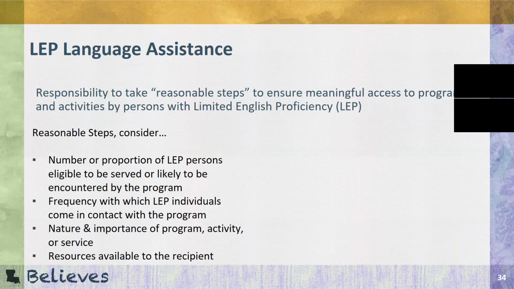Limited English proficiency, referred to as LEP, are those individuals who do not speak English as their primary language and who have a limited ability to read, speak, write, or understand English. CNPs must take reasonable steps to assure meaningful access to information and services they provide to individuals with LEP. Reasonable steps would include an evaluation of the following factors. Number one, the number or proportion of LEP persons eligible to be served or likely to be encountered by the program. The frequency with which LEP individuals come in contact with the program. The nature and importance of the program, activity, or service provided by the program to people's lives, and the resources that are available and the costs to provide these resources.